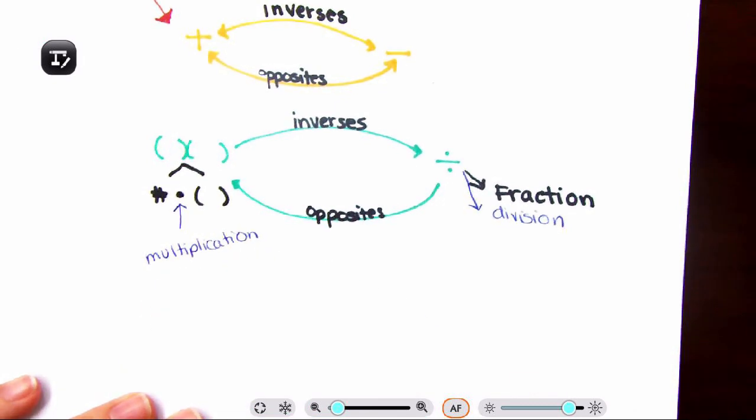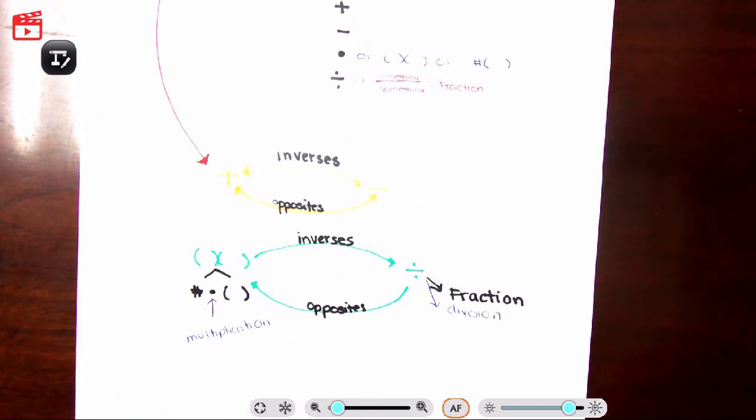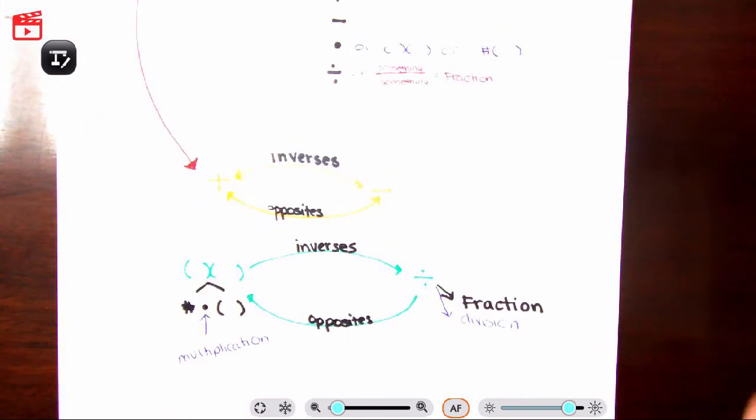Please make sure you have this written down because you will use that starting in our next video. We're going to start solving equations, and this is the extreme necessity for that video.